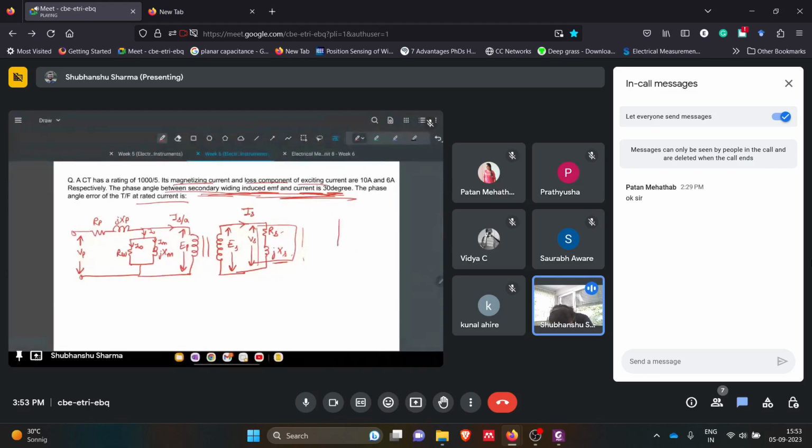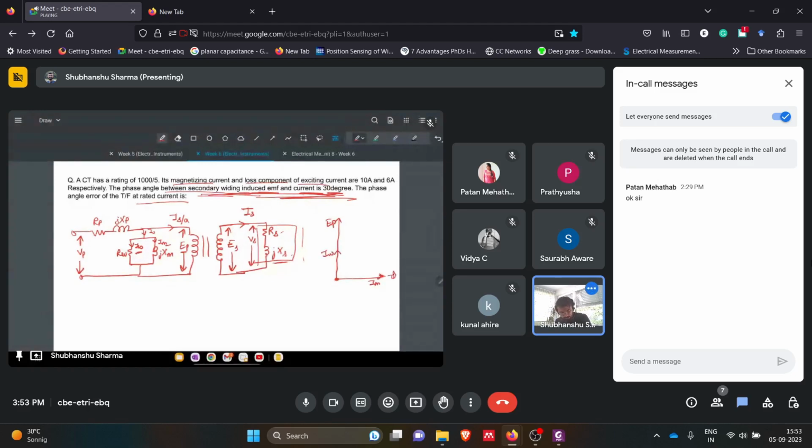So we have this primary side EMF, EP. We have this magnetizing current IM across this EP, and IW will be this. This is the resistive winding current that will be in phase with EP. This will be IW. This will be IM.